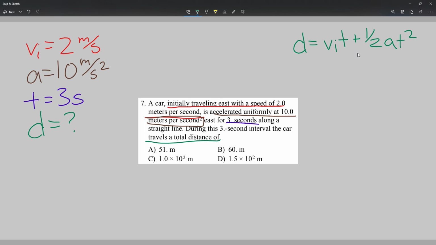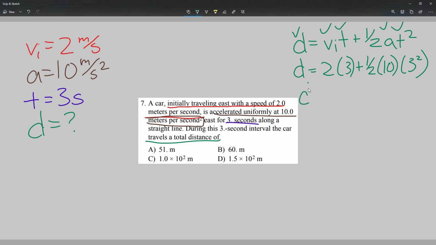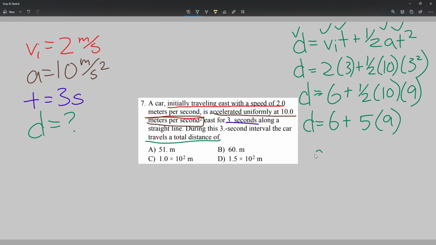So this formula has everything we need. It has D, has VI, has T, has A, and has T. VI is 2, T is 3, plus 1/2, A is 10, and then T squared is 3 squared. 2 times 3 gives you 6, plus 1/2 times 10 times 3 squared. 3 squared gives you 9. 1/2 times 10 gives you 5. So 5 times 9 gives you 45. And then 6 plus 45 gives us 51. Right? And so the answer is A. Feel free to pause again.